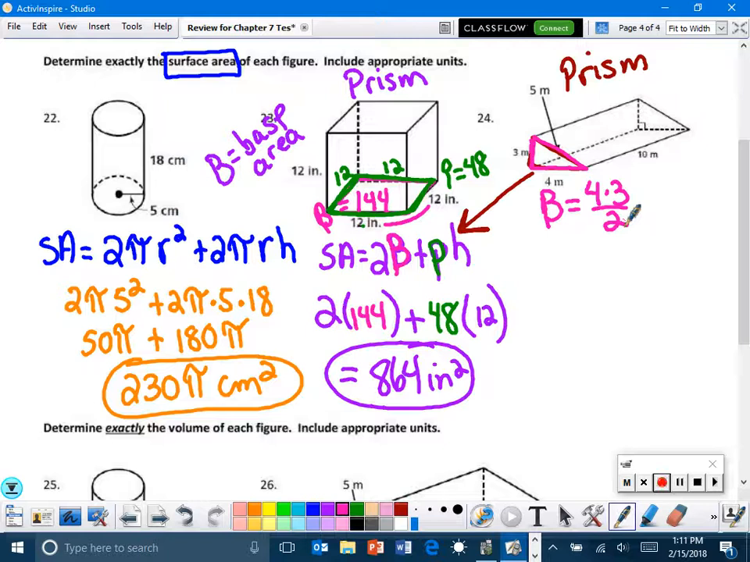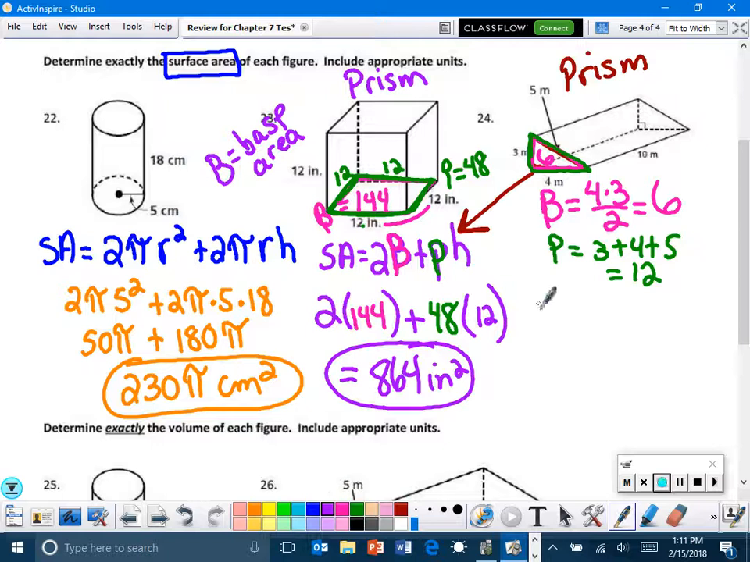That's the area of a triangle. You learned that back in geometry. You probably actually learned that back in middle school. And what you end up with is 4 times 3 is 12. 12 divided by 2 is 6. So the base area is 6. Okay, the perimeter, now the perimeter is the distance around that triangle. So the perimeter is the 3 plus the 4 plus the 5. And we end up with 3 plus 4 is 7. 7 plus 5 is 12.